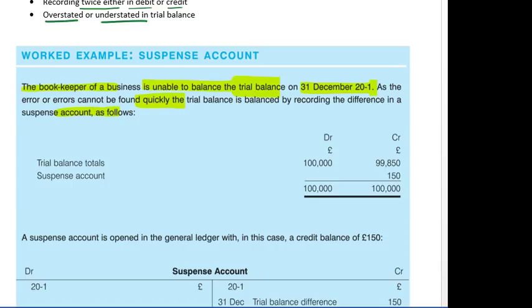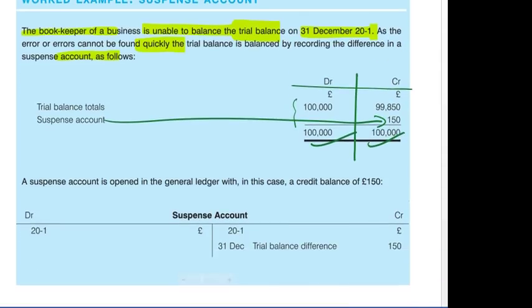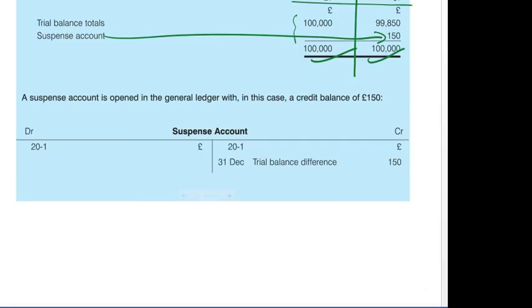Look at this. This is a trial balance, and this is the debit side, they added up with 100,000. The credit side is short of 150. For the time being we are balancing it by 150, making it 100,000 both side. And as soon as we have done it, we are going to open a suspense account. It's a T account. It could have been either side. This time we found the suspense account on the credit side. That's why it is written on the credit side, trial balance difference.